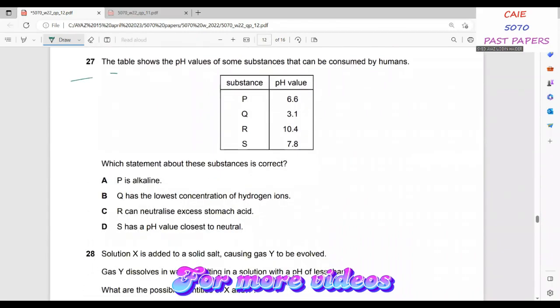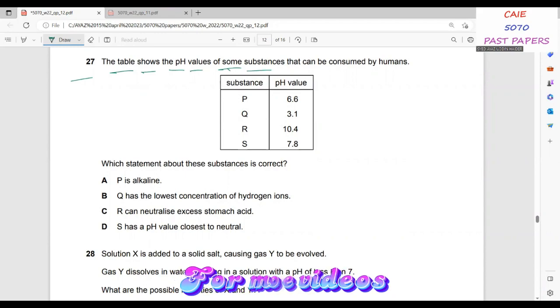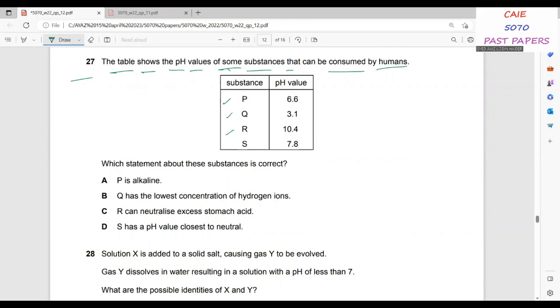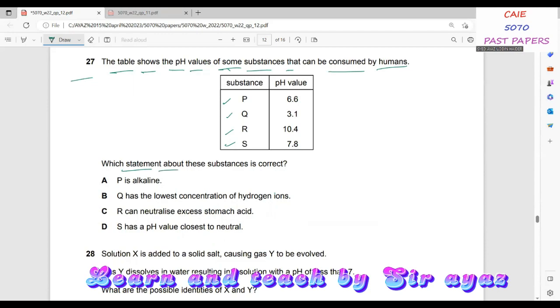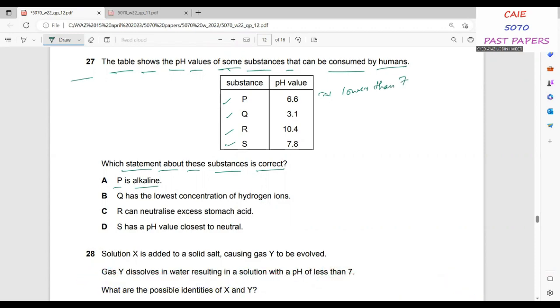27. The table shows the pH values of some substances that can be consumed by humans. Substance P, Q, R, S. The pH values are mentioned. pH for P is 6.6, for Q is 3.1, for R is 10.4, for S it is 7.8. Which statement about these substances is correct? A, P is alkaline. The pH is lower than 7, so it is acidic. It's not alkaline. This is wrong.